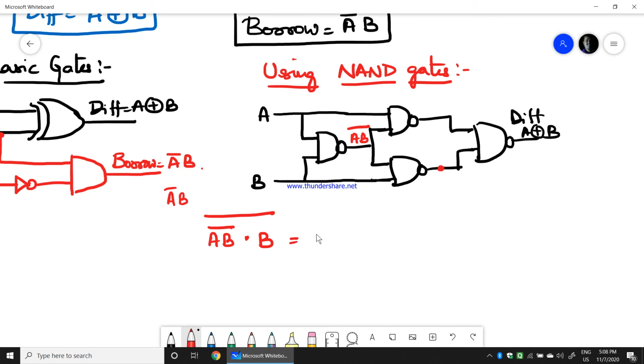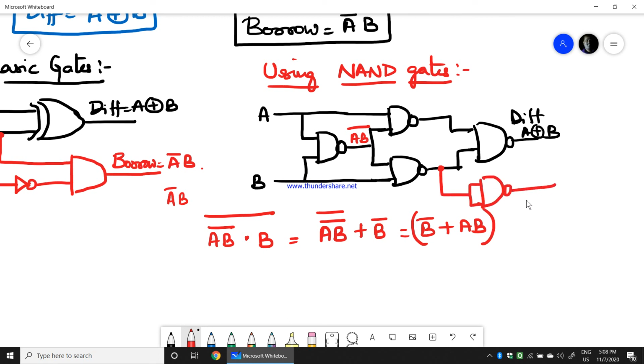So this can be written using De Morgan's theorem. This becomes A bar the whole bar plus B bar, so this will be B bar plus AB. Now if I give this B bar plus AB to a NAND gate with two inputs shorted, you are just taking the complement of B bar plus AB, which means that whole bar. So the output here we get is B bar plus AB the whole bar.